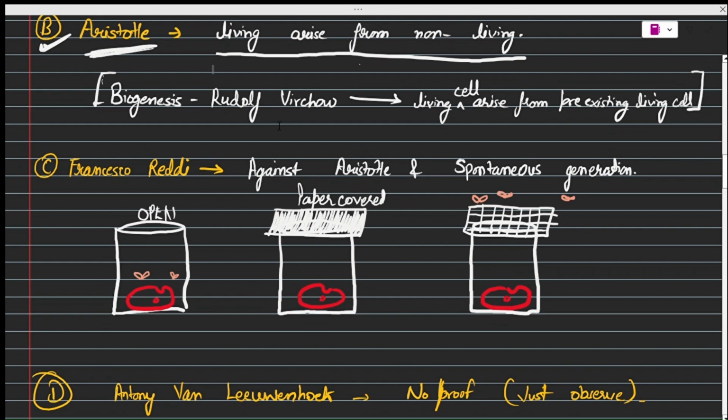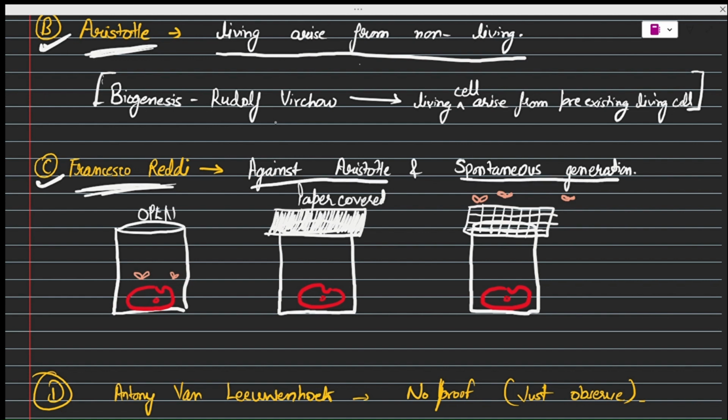After Aristotle came Francesco Redi. Francesco Redi was a little more scientific compared to Aristotle. Aristotle was scientific, but not to a certain extent. What Francesco Redi did was, he was actually against Aristotle and the spontaneous generation theory. He believed that life arises from living only.